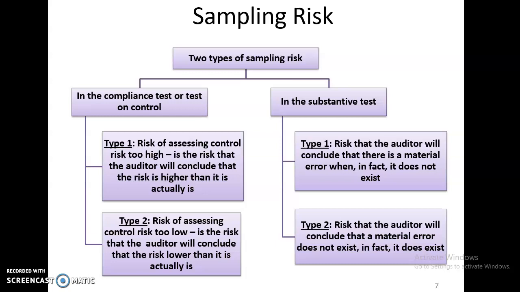While in the substantive test of monetary error, the first type of risk is that the auditor will conclude that there is a material error when in fact it does not exist. So we are saying that there is a material misstatement, but actually there is no error or misstatement. While the second type is the risk that the auditor will conclude that a material error does not exist, but it actually exists. Of course, as auditors, we do not want to be classified as either of the risks, and for that reason, we have to take certain measures and plan well, so that we will not miss certain things.